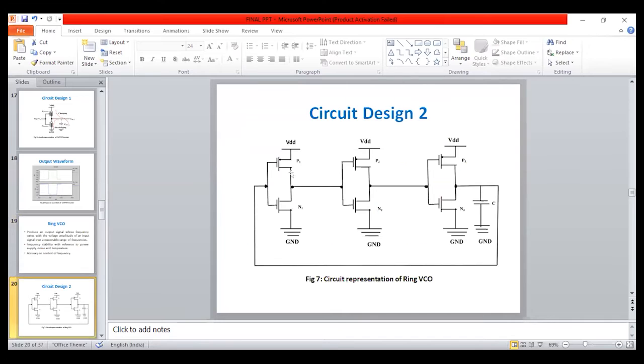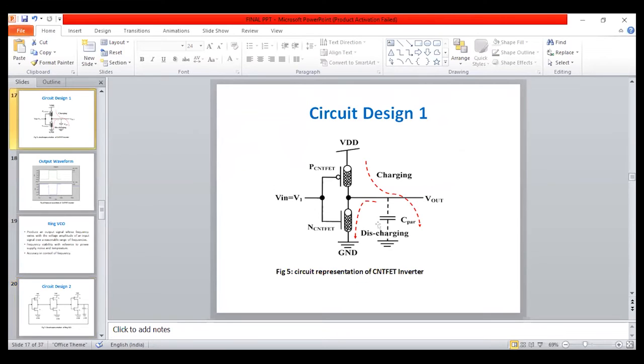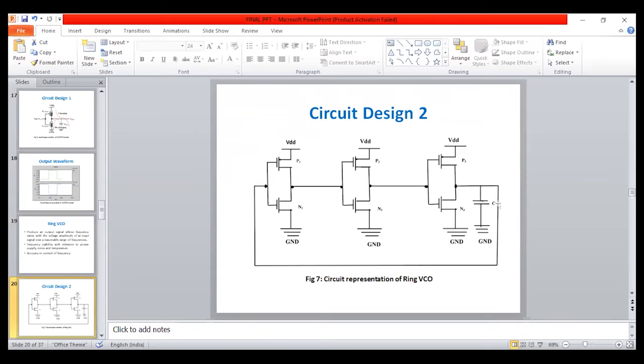Here is a design with the help of the CNT FET inverter. We are designing the ring VCO. These are 3 delays of designing the VCO, and the capacitor. We have already told you that in the basic inverter circuit there is a capacitor. So in this design, we also use a capacitor for charging and discharging our system.